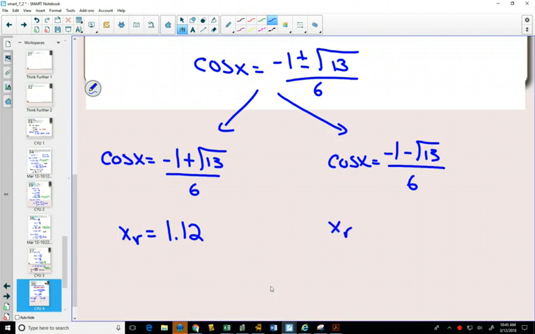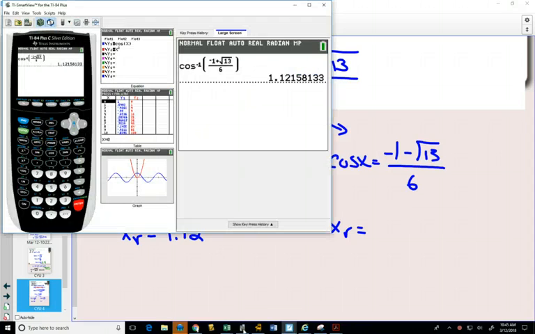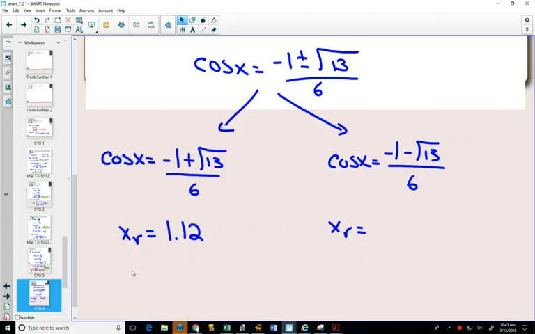And on this side, do the same thing. Cos inverse of, use my fraction button, -1 minus the square root of 13, all over 6, bracket, enter, 2.45. And I've made a slight mistake. What do you think it was? Well, there's two possible solutions. So there will be a reference angle for this side, and there will be a reference angle for this side.